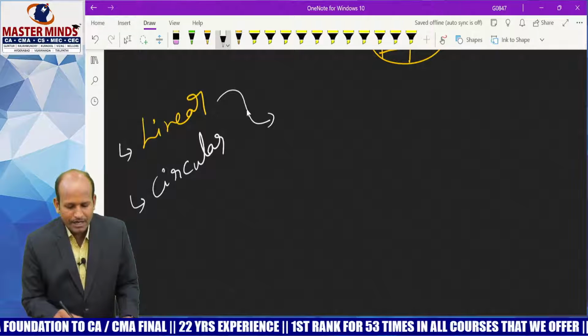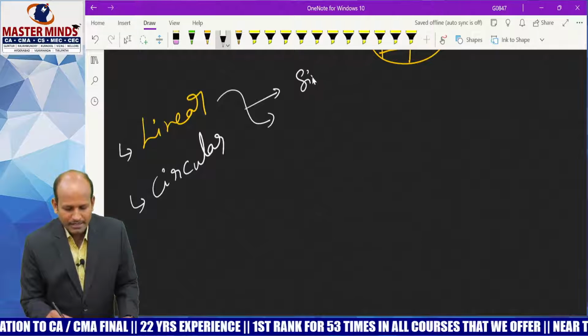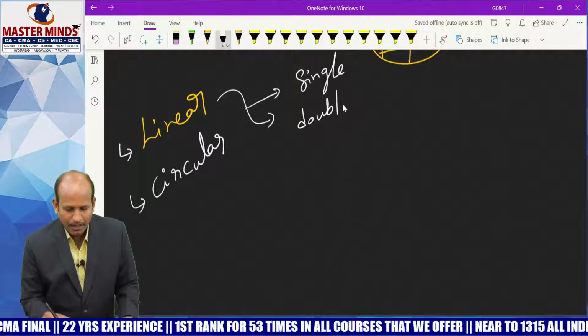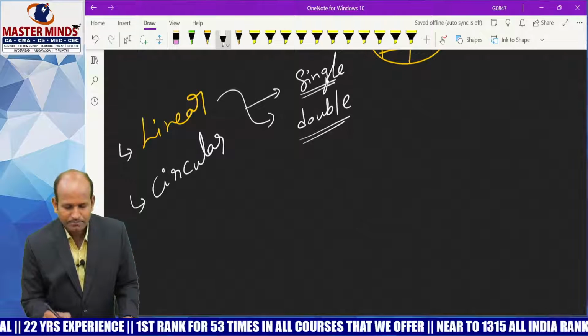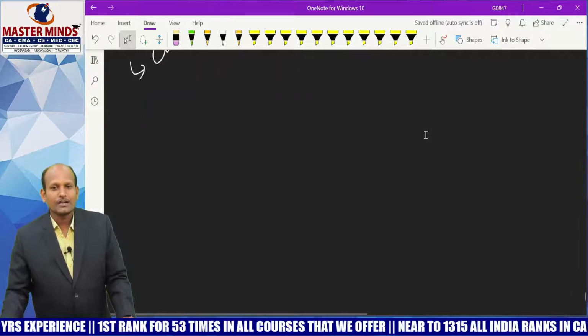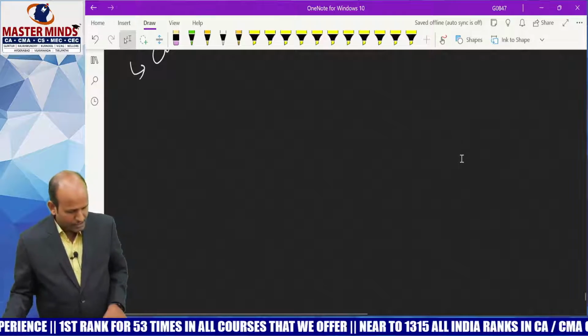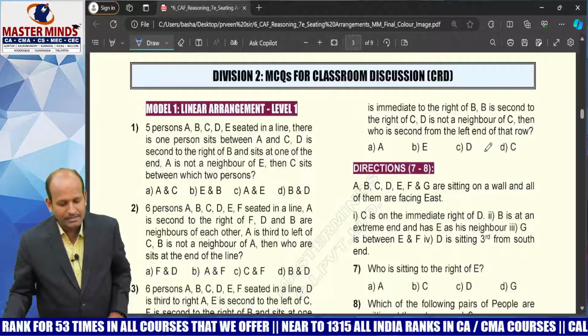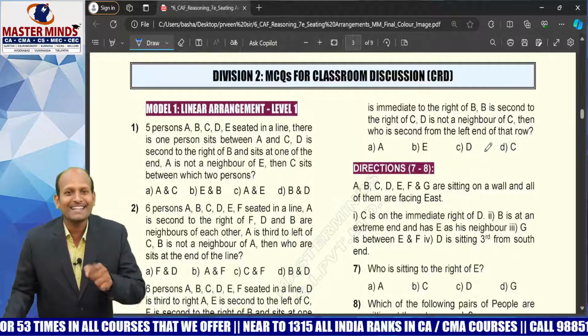In linear again we have two types. One is single lined seating arrangement, the second one is double lined seating arrangement. So first let me deal with the single lined seating arrangement. Here we can make some introduction on this single line seating arrangement by explaining the question.